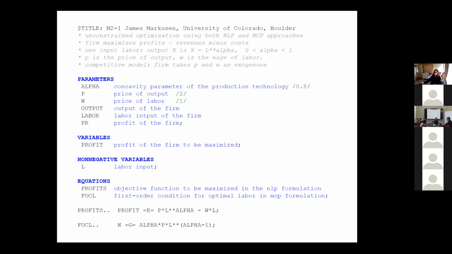So this is a very simple example of an optimization problem. The firm maximizes profits, which are revenues minus costs. This is in the notes at the top there. A star at the beginning, in the first column, indicates a comment and means ignore what comes after. There's one input, which is labor. And so X is L to the alpha, where alpha is between 0 and 1, so you need some concavity in there. Interior solution. P is the price of output, W is the wage of labor. It's a competitive model. The firm takes P and W as given.